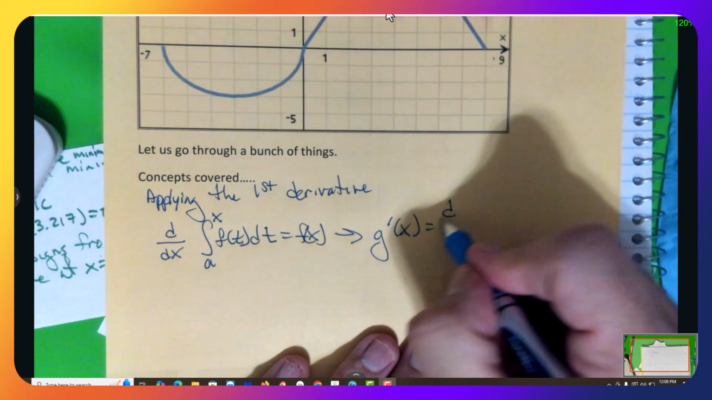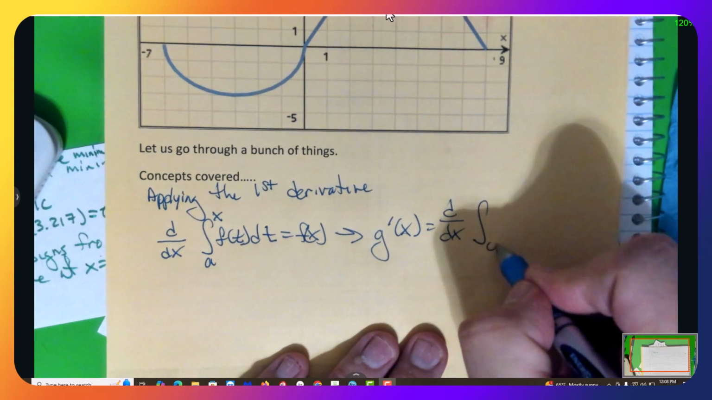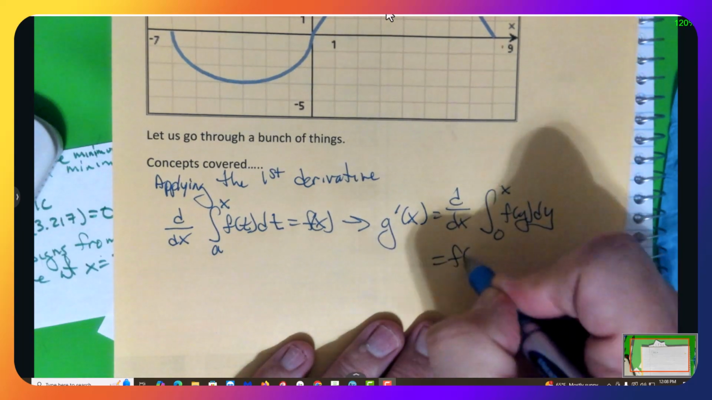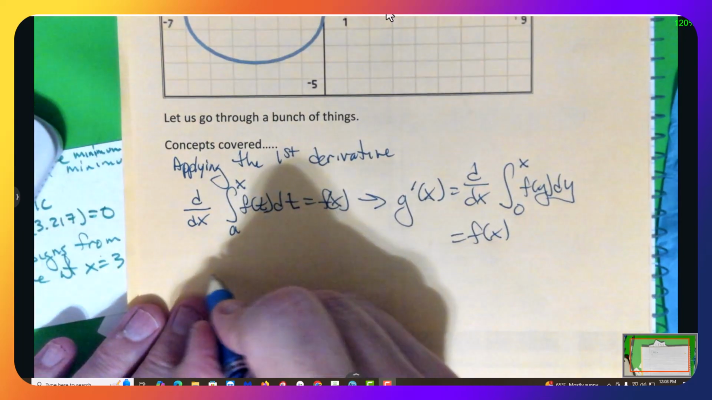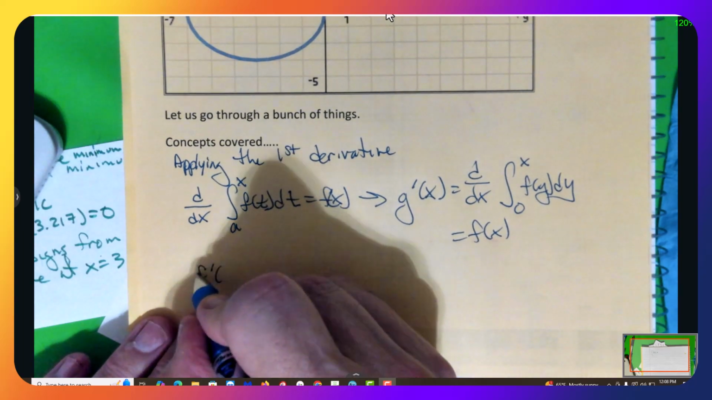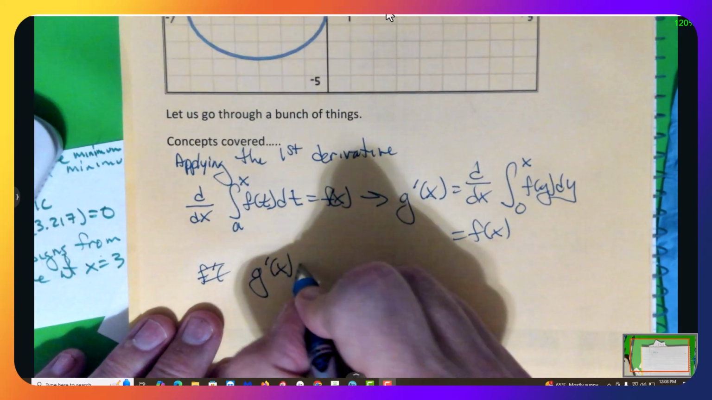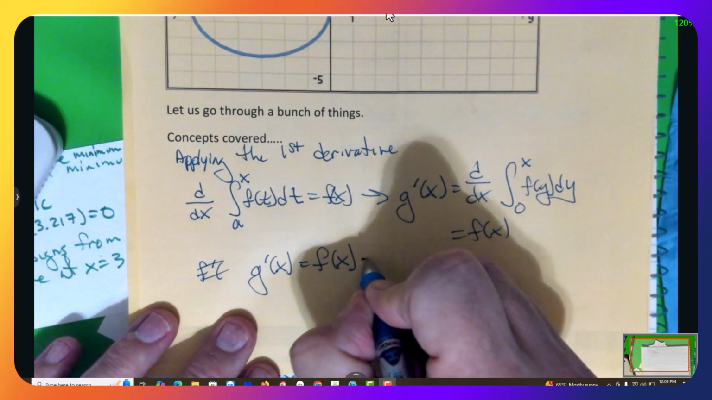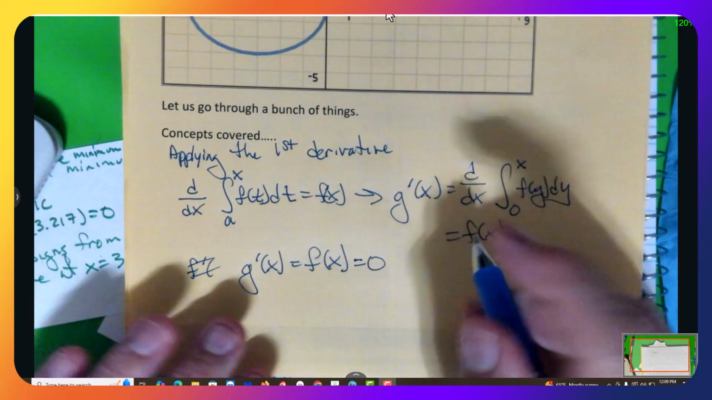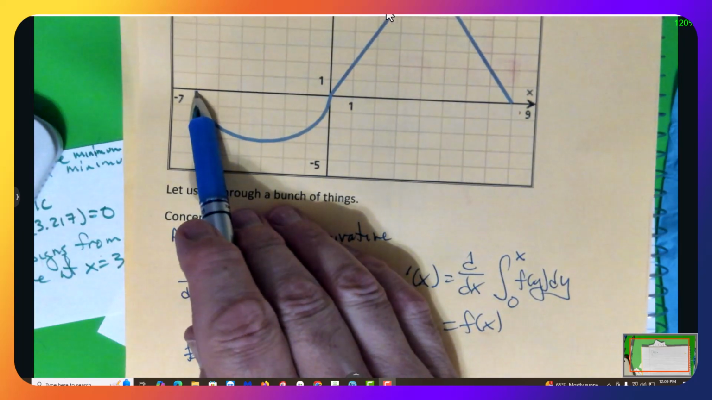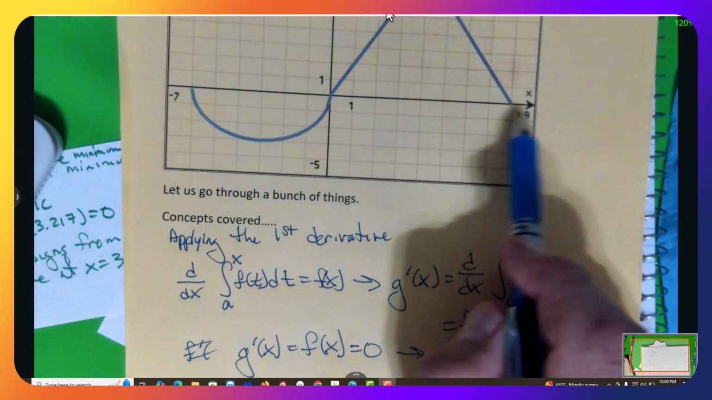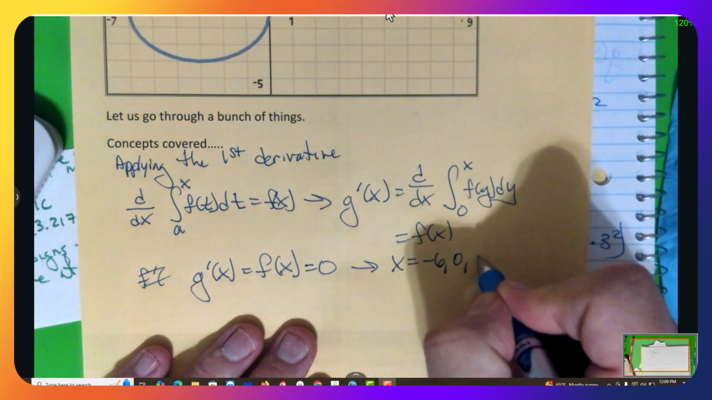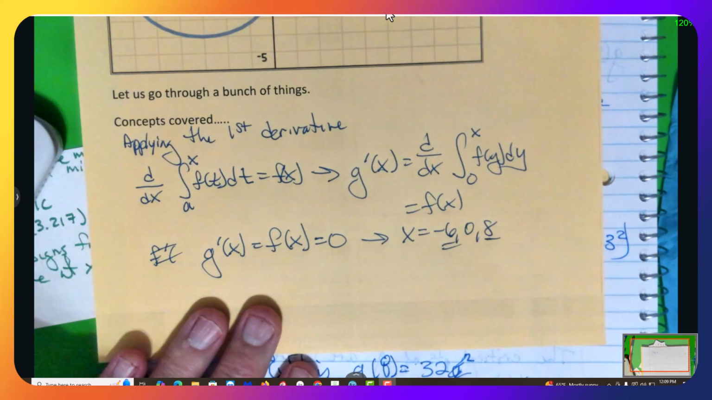So that's what we're going to start with. For us, that's g prime of x, and I would like to see you write d dx of the integral from 0 to x of f of y dy, and that's f of x. So g prime of x, wake up Mr. Isaac, use the right label, is f of x, and I need that to be 0. By reading the graph, I look up here, I see a 0 at -6, 0, and 8.